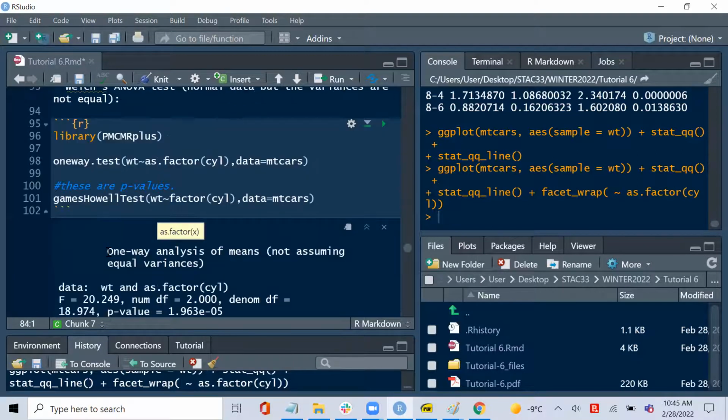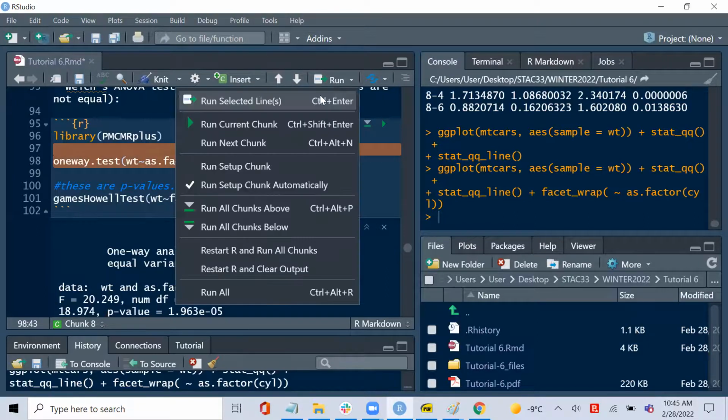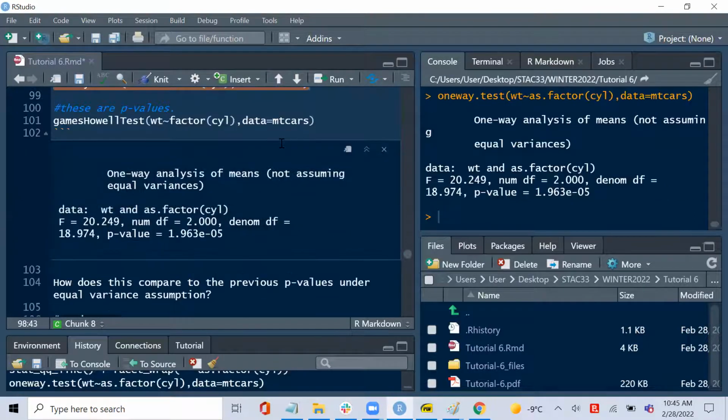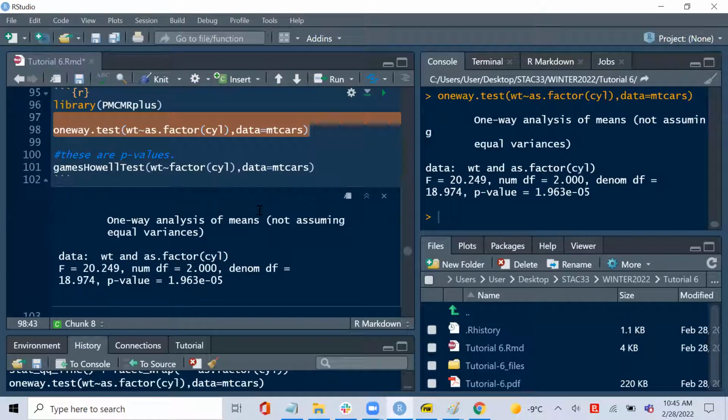So you can see that first it does the test. Right, and then I think afterwards it does it. So let me just do this. You can see here that this is the analysis, not assuming equal variances. See how the denominator degrees of freedom is a bit different from what it was before, right? So now it's like 18.974.